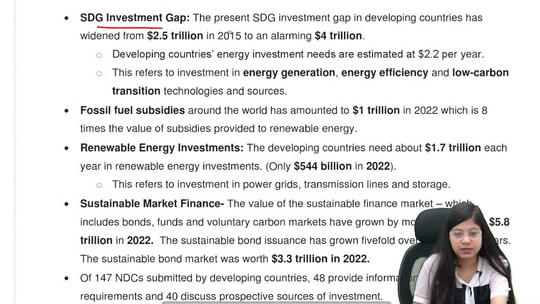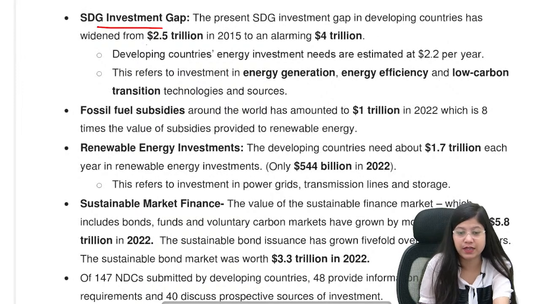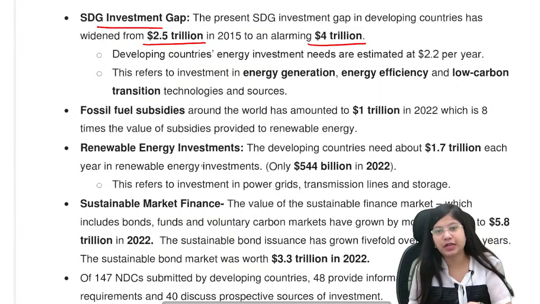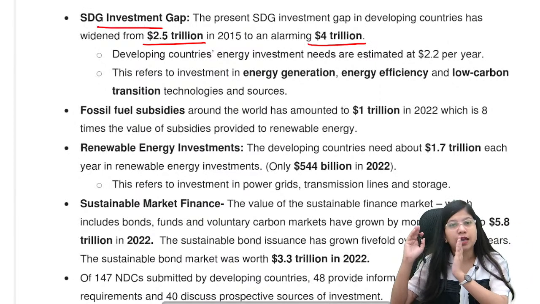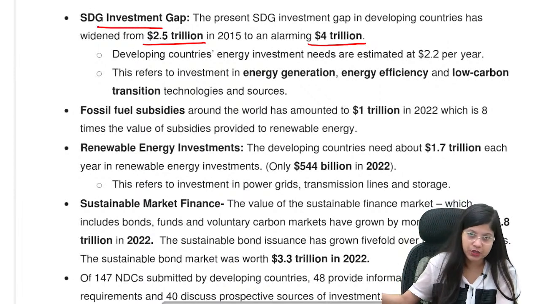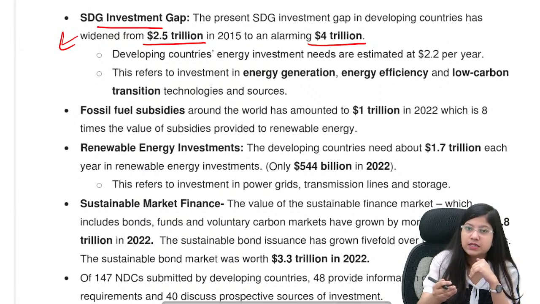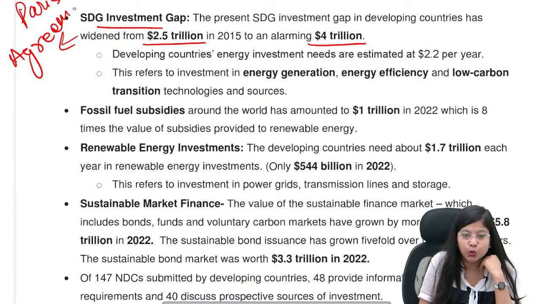Sustainable development gap. So this is one identified area. This gap has widened from 2.5 trillion to 4 trillion. That means, for SDG implementation, the developed world is not giving funding or money to the developing nations. Although the funding between developed and developing countries is a requirement of the Paris Agreement, it has nothing to do with the investment that is being talked about here.